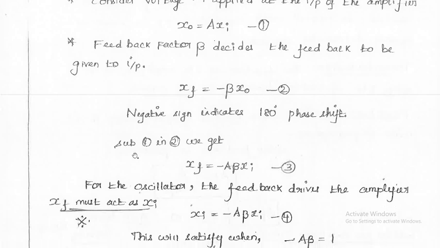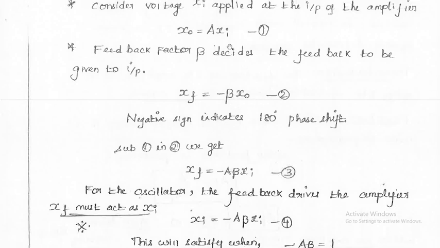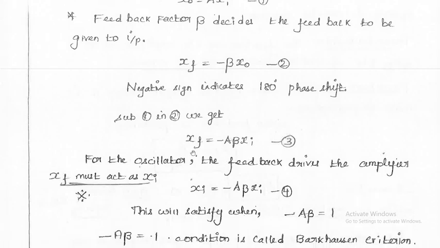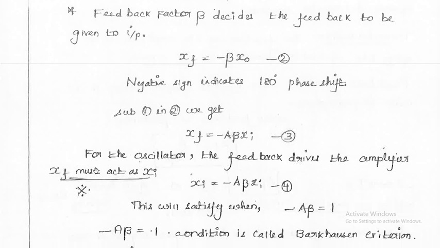Now I am going to substitute the first equation in the second equation. So xf equal to minus A beta into xi. This is the third equation. Now for the oscillator, the feedback drives the amplifier. That is the xf.